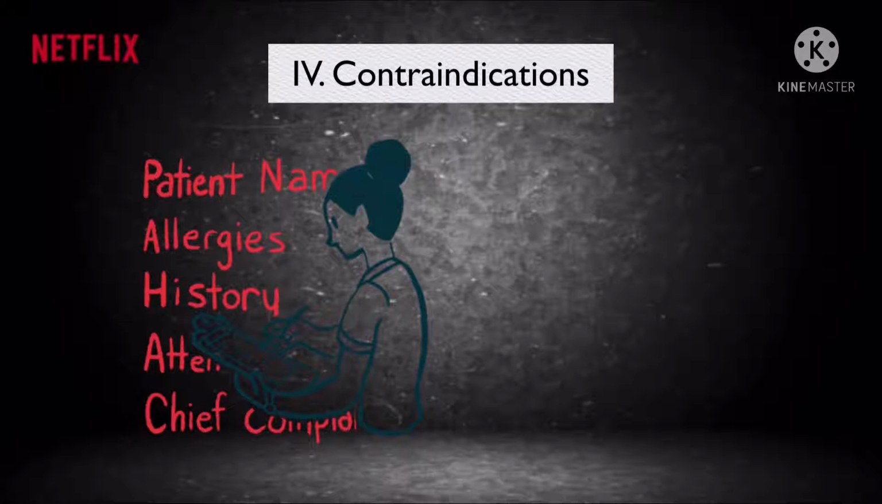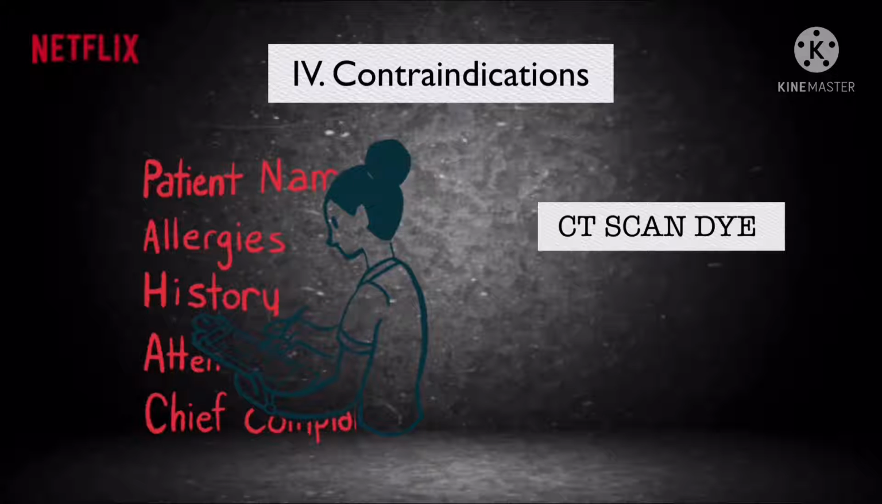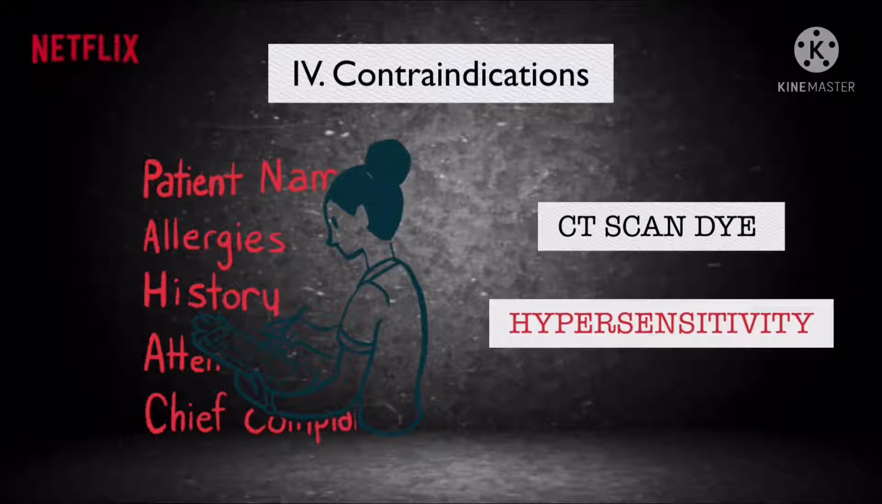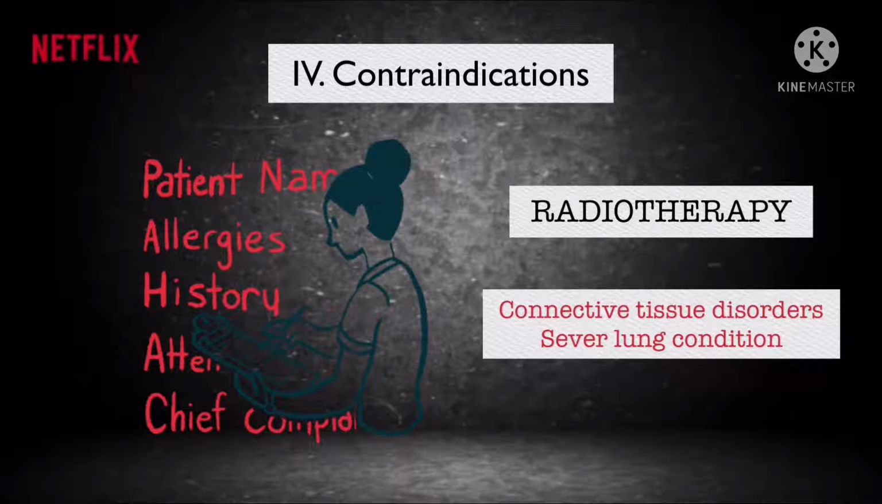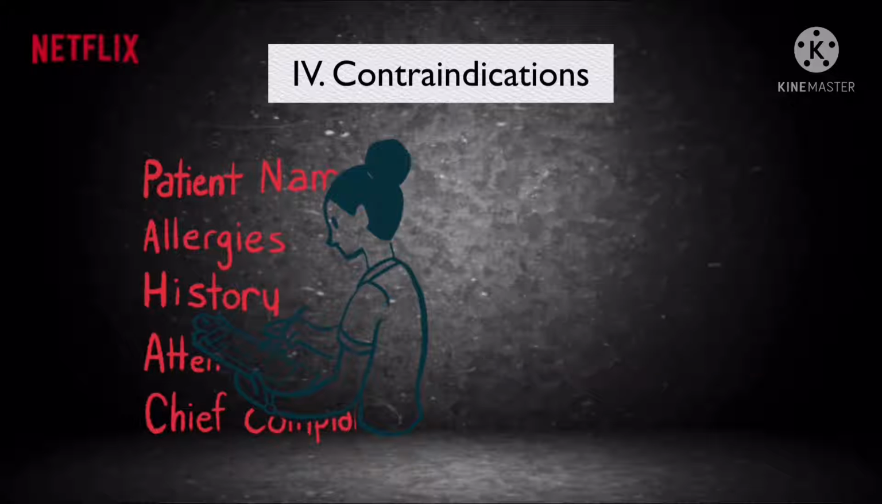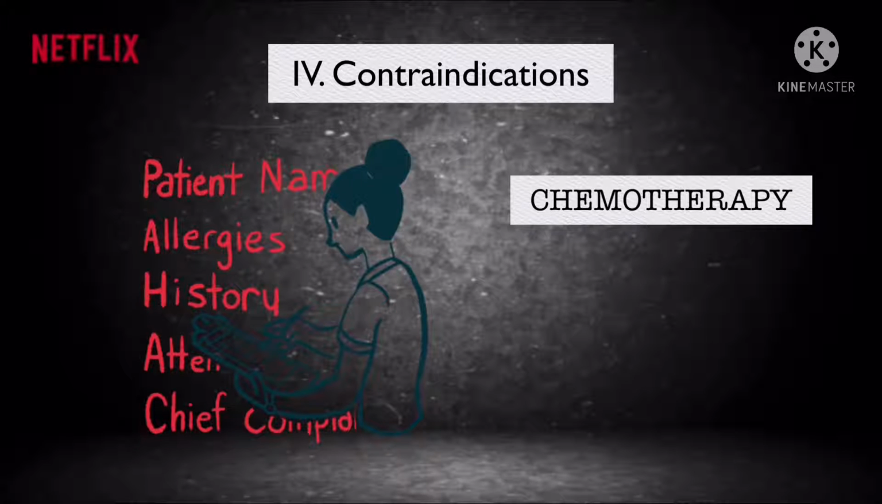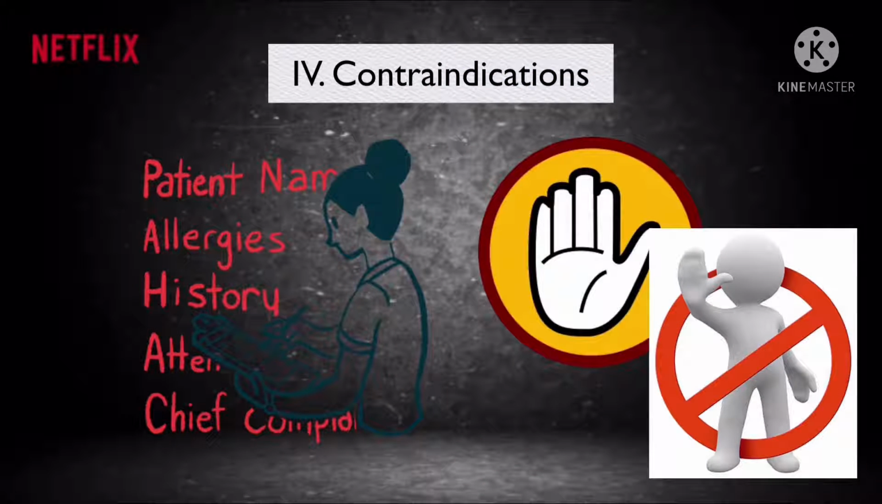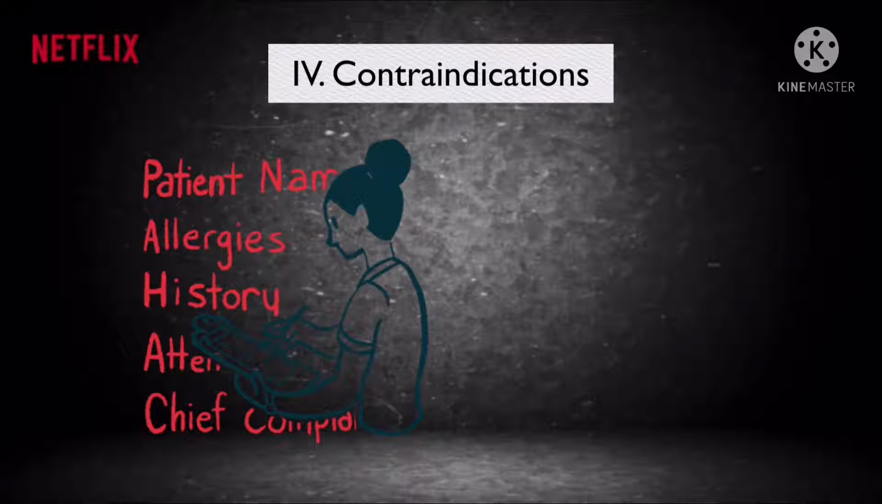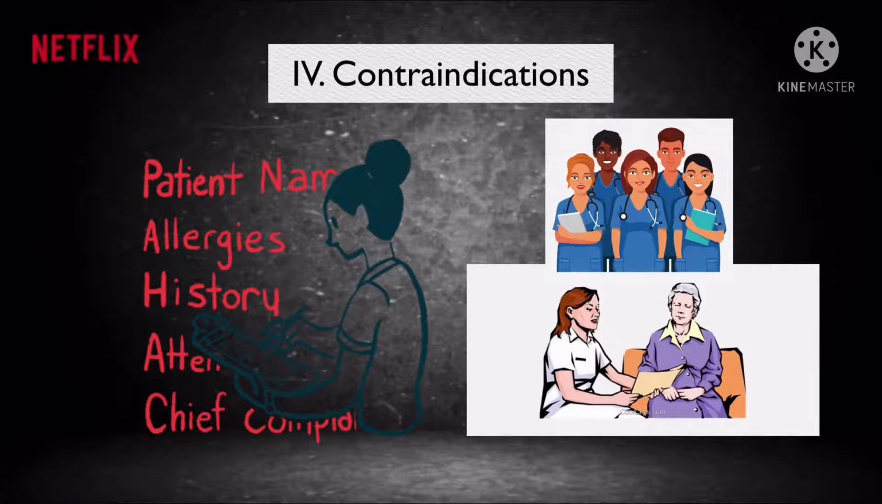Contraindications should be considered, for example, CT scan dye is contraindicated to patients with hypersensitivity, radiotherapy is contraindicated to patients with connective tissue disorders and severe lung disease, and chemotherapy is contraindicated to patients with kidney failure. If there are any contraindications present in the patient, the plan of care will be devised based on the appropriate alternative treatments and diagnostic tests that can be given to patient FN.